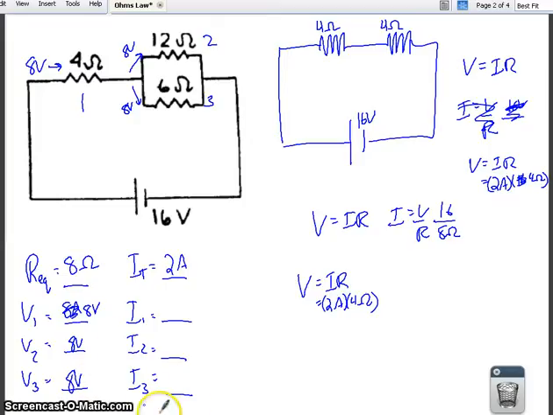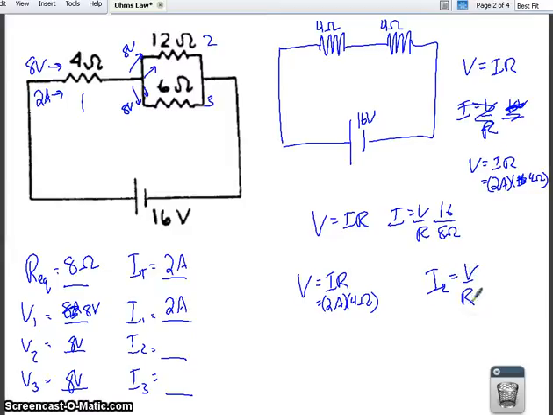Now let's look at currents here. In a series circuit, the current is going to be the same all the way through. And we notice that this 4 ohm resistor is in series with this one. So if the total is 2 amps, it has to be 2 amps here. So it's going to be 2 amps coming in this 4 ohm resistor. But we know in parallel, the current breaks up. So the current is going to be V over R.